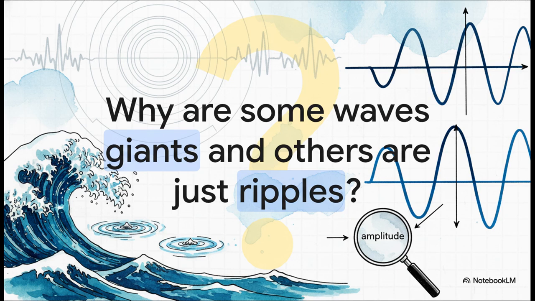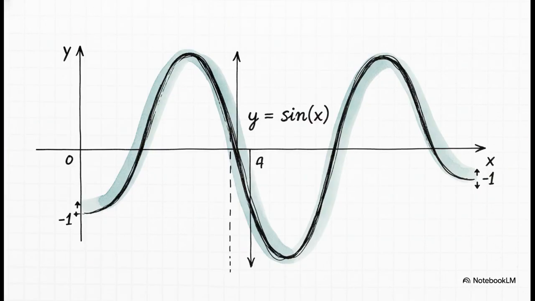It's a great question. You see it everywhere, from the ocean to sound waves. Why are some waves massive, powerful giants, while others are just tiny little ripples? Well, it turns out it all boils down to one simple but super powerful number. Let's get into it. So let's start with our home base, the standard sine wave, y equals sine of x.